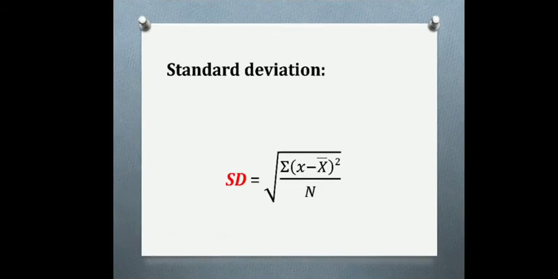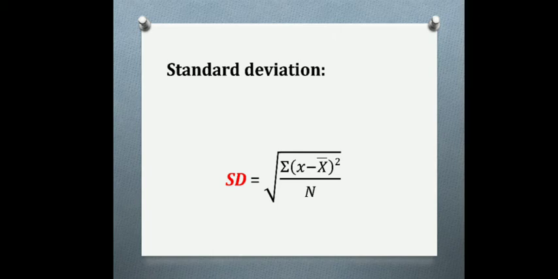Standard deviation can be defined as the positive square root of the arithmetic mean of the squares of the deviations of the given observation from their arithmetic mean. Alternatively, standard deviation is the square root of variance. It is basically a measure of the extent to which data varies from the mean. It can be represented by the formula under root summation x minus x bar whole square divided by the total number of items.